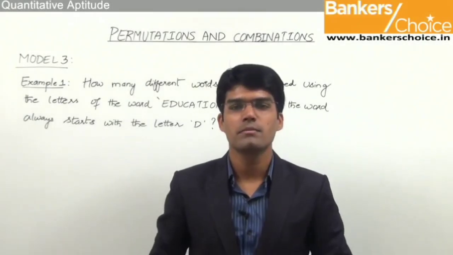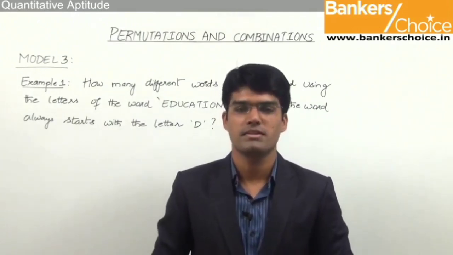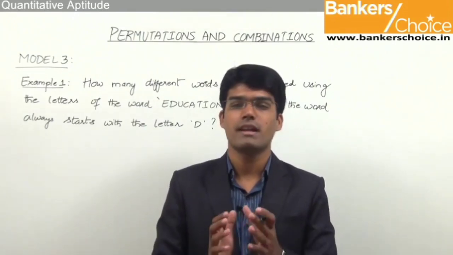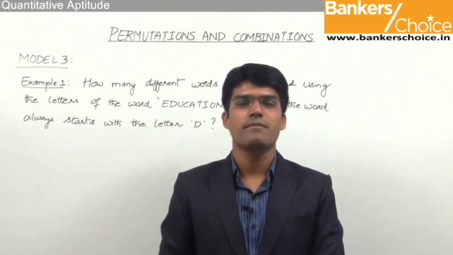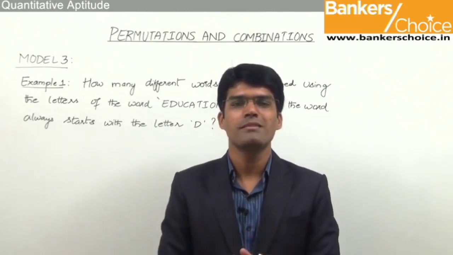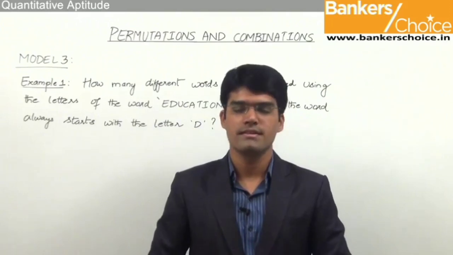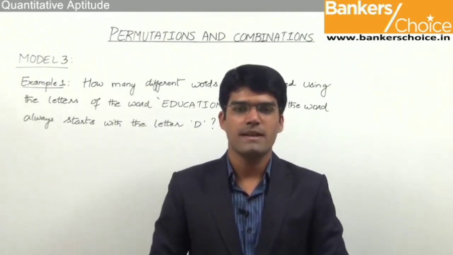Let us now take the third model from this topic, where we shall discuss questions based on conditional permutations. That is, here questions are given based on permutations along with a certain condition that has to be followed. These questions are quite different from what we have done in model 1. Model 1 was based on simple permutations or direct permutations where no condition is given. But here a condition has to be satisfied and the number of arrangements have to be done.